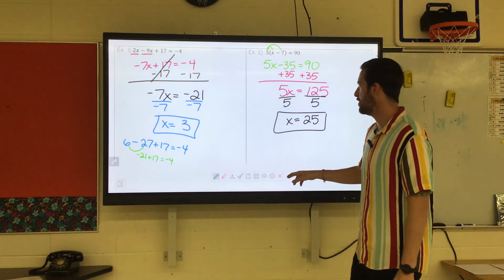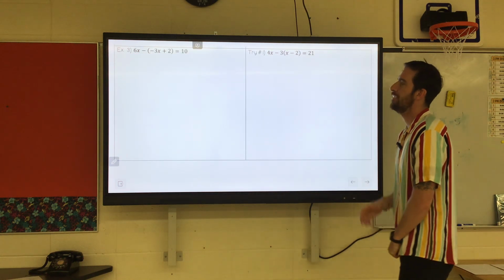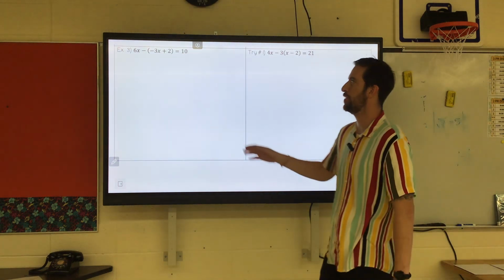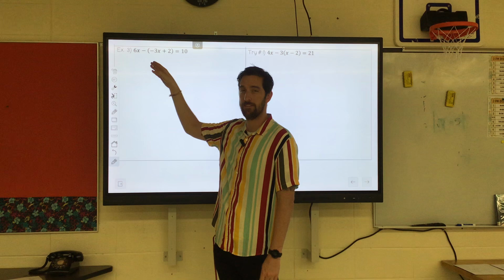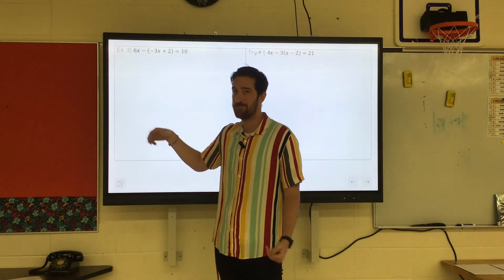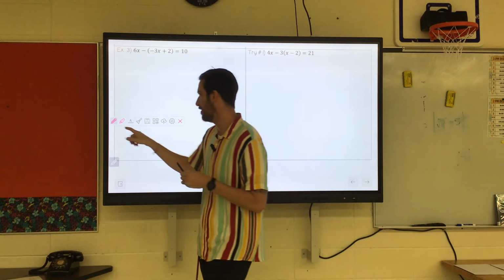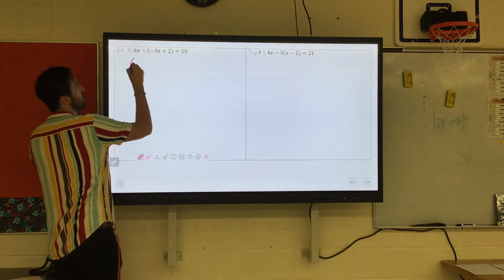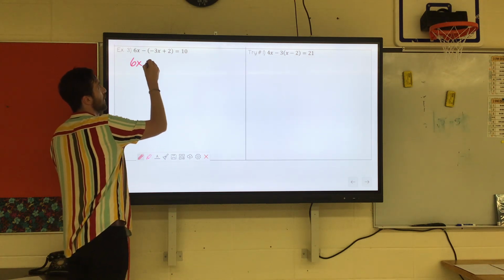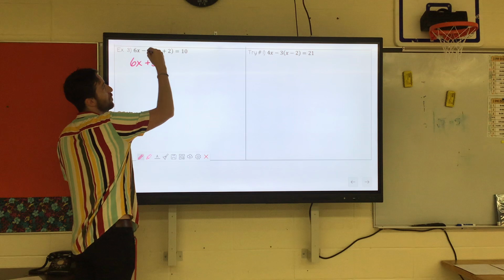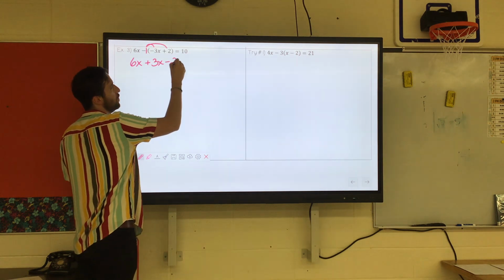I think we got one more to do together, and then I think you're going to try one. Fun. There it is. Now, we talked about this with the distributive property. That negative sign out in front, it's like there's an invisible negative 1 that we're going to distribute, but when you're distributing a negative 1, you just make everything inside its opposite. So this would be 6x, and then negative 1 times negative 3x is positive 3x. And negative 1 times 2, I'll write the 1 in there, is negative 2.